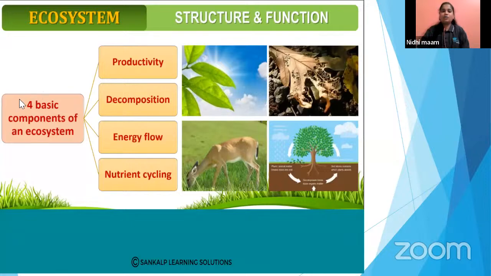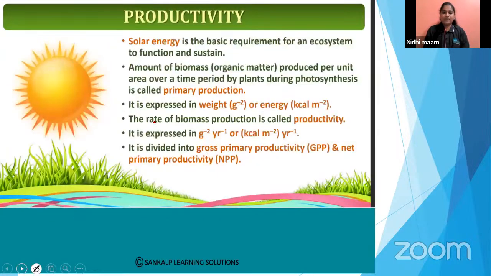In the ecosystem there are 4 basic components. One is productivity, means using photosynthesis, how much food is prepared, how much food has been converted into organic food. Then decomposition, breaking down of the organic matter. Then energy flow, how the energy flows from one organism to another organism. Then nutrient cycling, how the nutrients undergo cycling in the atmosphere. So these are the 4 components we have.